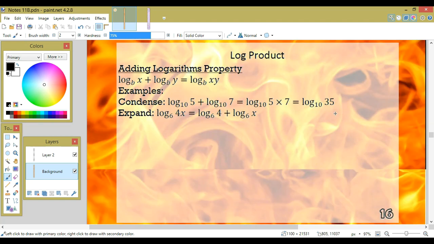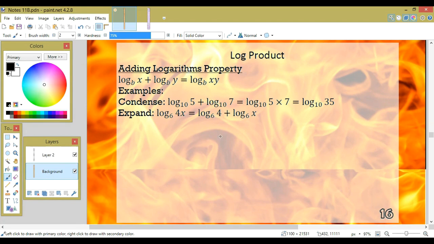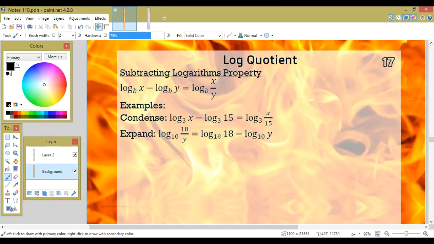On page 16, we have our log product. That is the property where you're adding two logs together with the same bases, and you multiply the two numbers on the inside of the logs. Keep this for reference for later on. Same thing with page 17. We have the log quotient property. You're subtracting the logs. Here's condensing, so from 2 terms to 1 term, and expanding from 1 term to 2 terms.